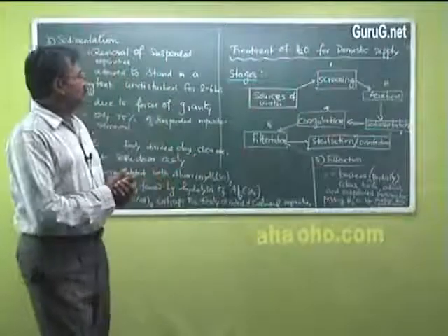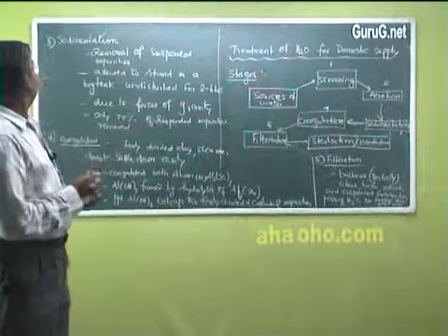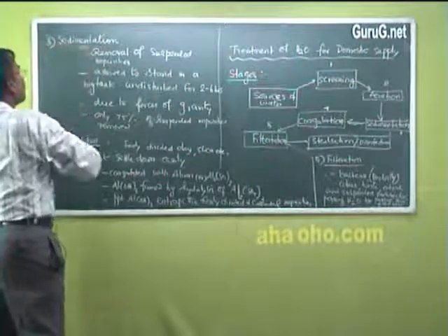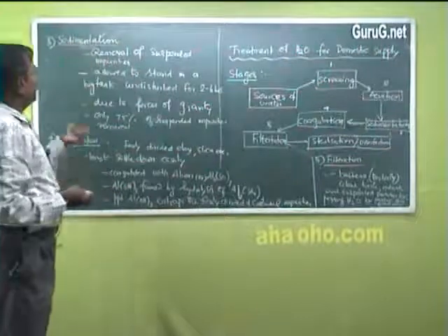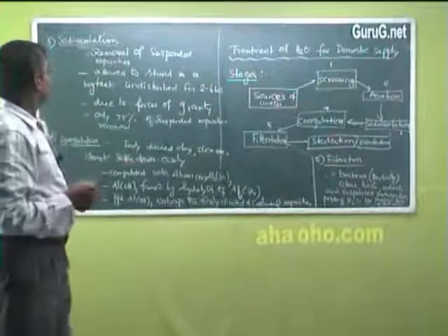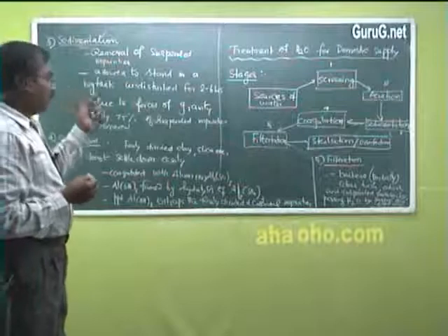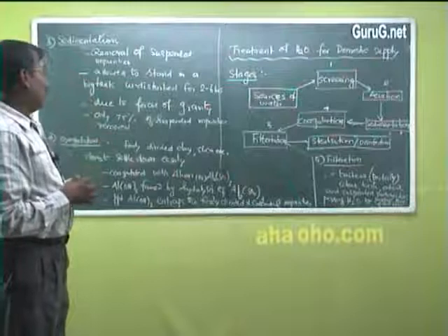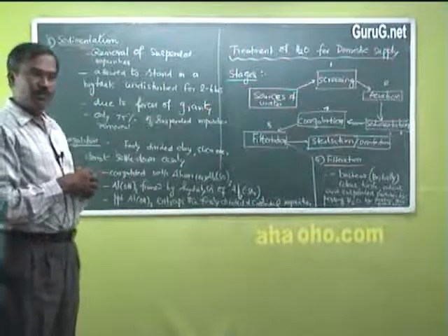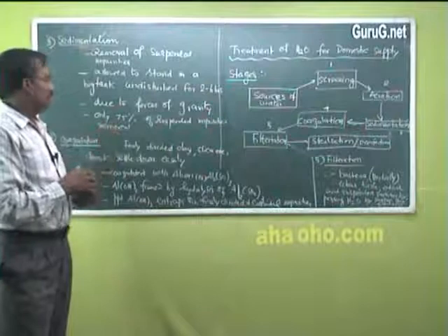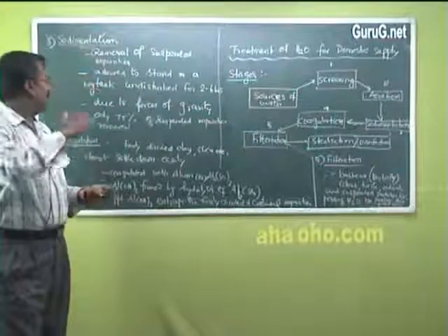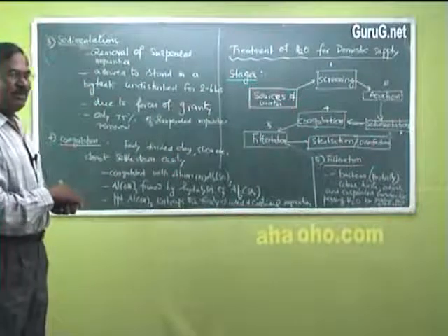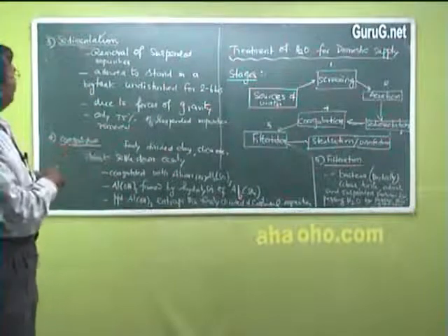So the third step in the treatment of water for domestic supply is sedimentation. Sedimentation is nothing but removal of suspended impurities by allowing the water to stand in a very big tank, undisturbed, for 2 to 6 hours. Due to the force of gravity, the particles settle down. That's all. So no mechanical means, no chemicals are added here.